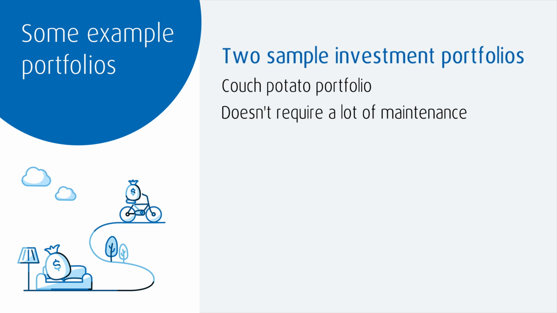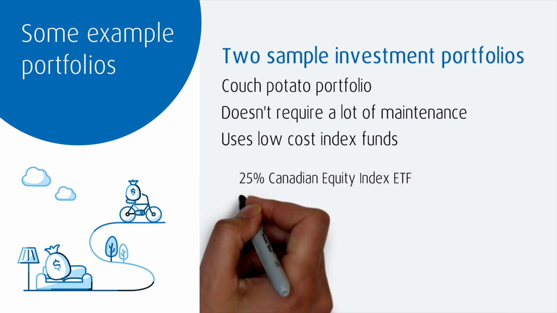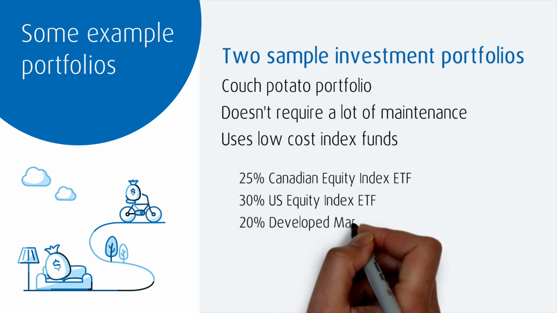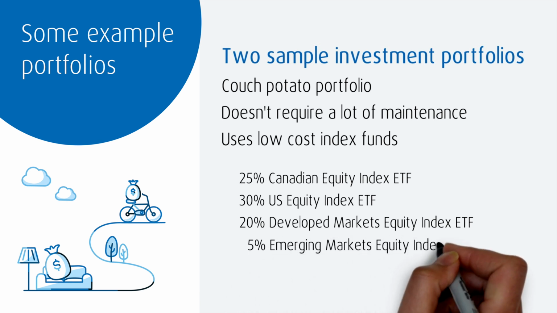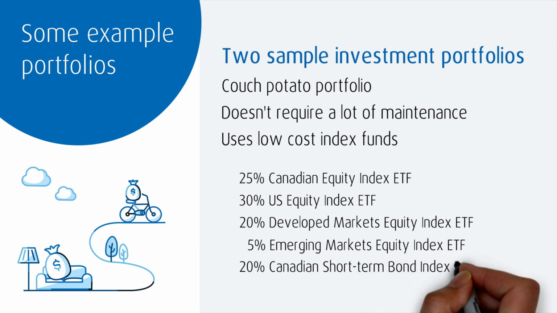A typical couch potato portfolio involves using low-cost index funds to create a complete portfolio that only needs to be rebalanced on a regular basis, for example, once per year. Here's an example of a typical couch potato portfolio. It has a 25% allocation to Canadian stocks, 30% allocation to US stocks, 20% allocation to developed market stocks, and a 5% allocation to emerging market stocks. There is also a 20% allocation to short-term bonds.